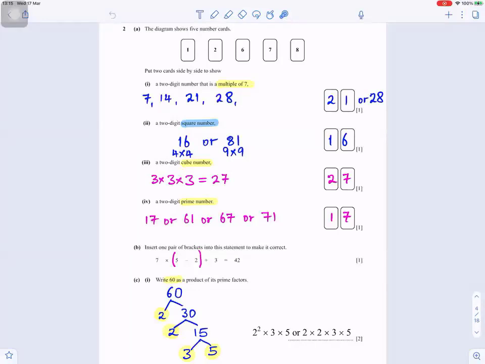And for part C, write 60 as a product of its prime factors. So 60 is 2 times 30. 30 is 2 times 15. 15 is 3 times 5. I've colored it yellow because they are prime numbers. So we can write it as 2 times 2 times 3 times 5. Or you can write it as 2 squared times 3 times 5.